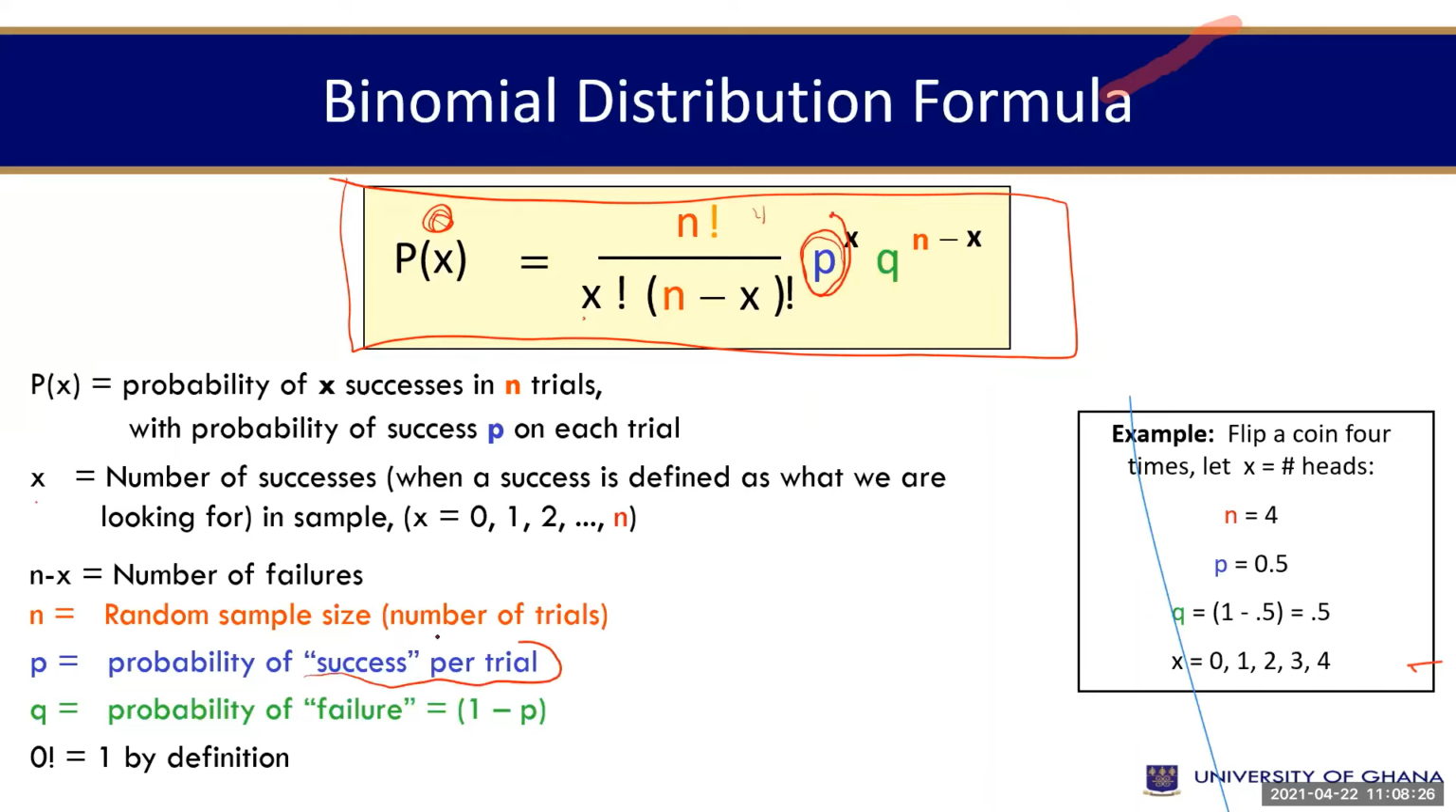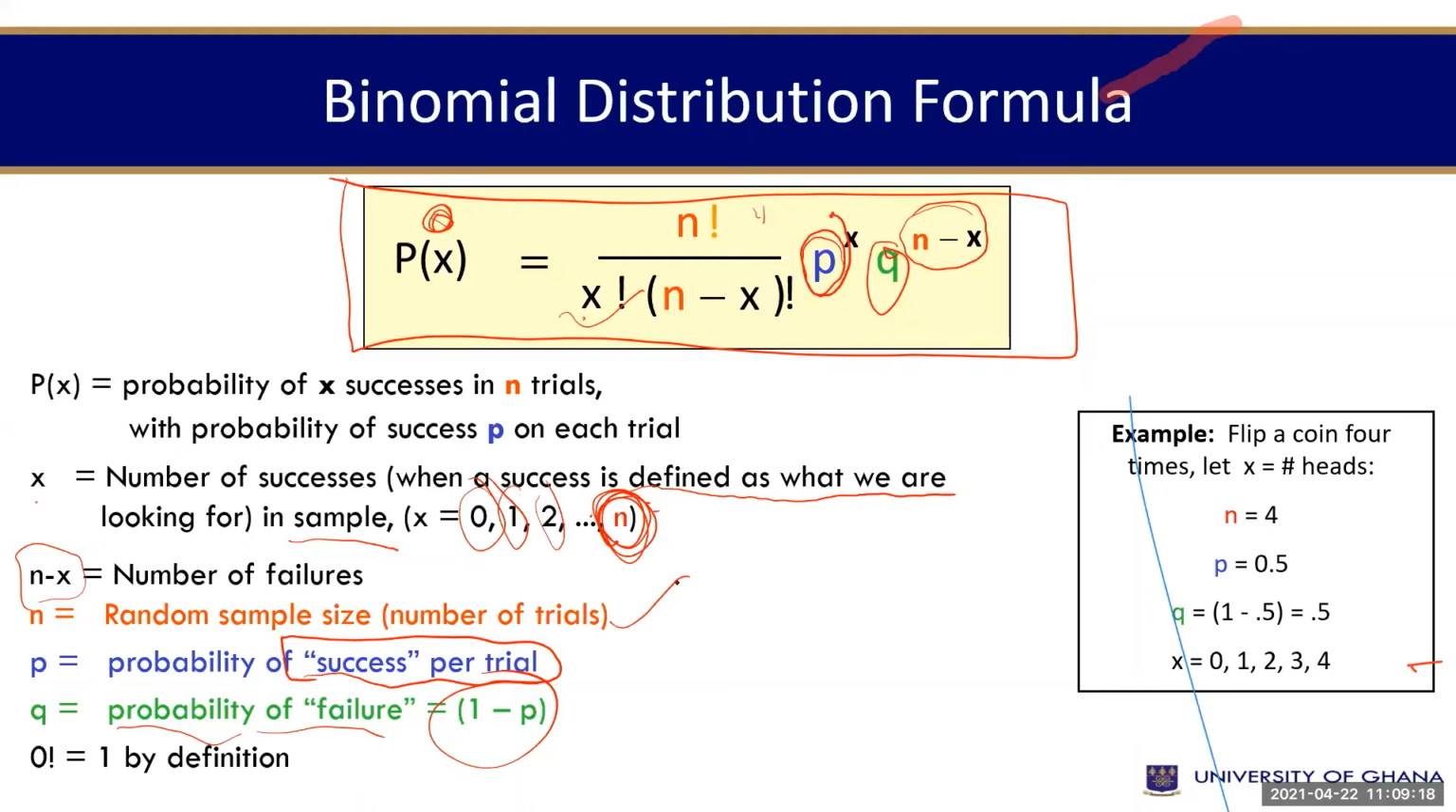Probability of a success per trial. Q is defined as the probability of failure. Given that P is success, then Q is going to be 1 minus P. I've defined this. Then X, as my friend asked, is the number of successes, where a success is defined as what we are looking for in the example, given that it will be zero success, one success, two success, and so on all the way toward N. Then we can also define the number of failures. If we know the number of successes, the number of failures is going to be N minus X. That's what you see here, respectively. N is defined as the random sample size. That's the number of trials.